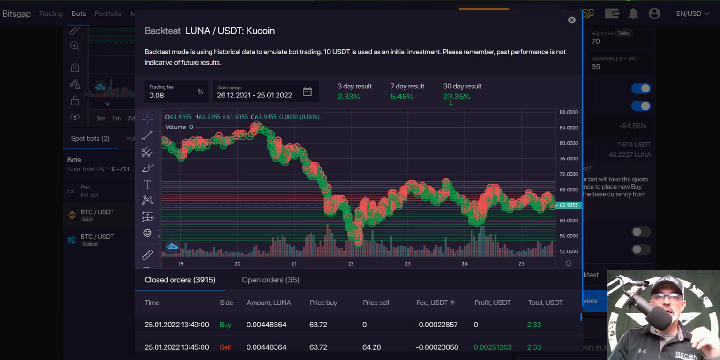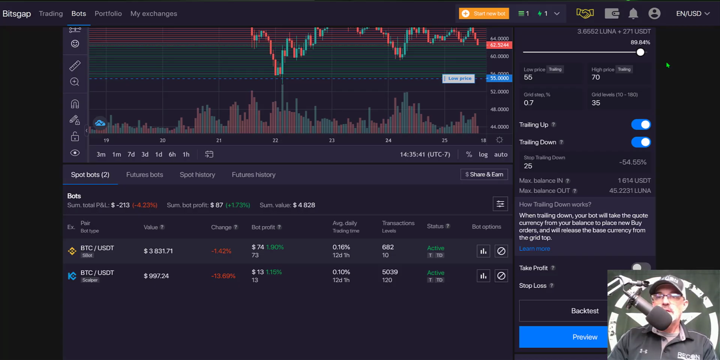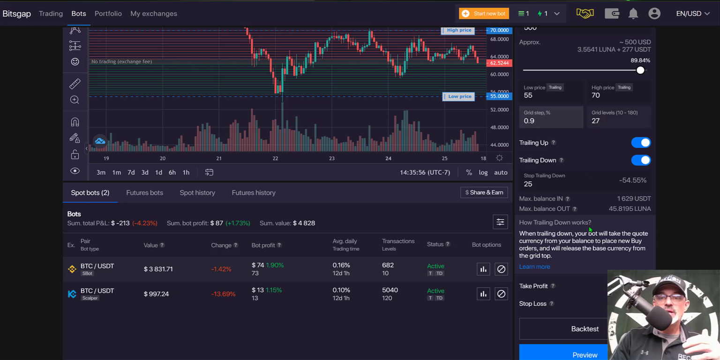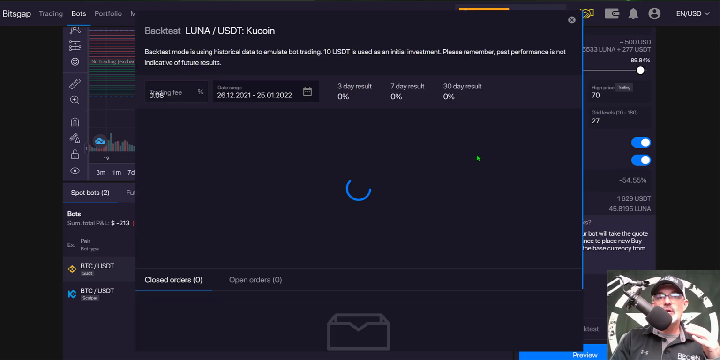But again, you have to remember Luna was trending slightly upwards, so that would be one of the reasons it would perform better than a lot of the coins that are actually bearish right now. Now, we can make a couple of adjustments, and you can sit here and adjust this all day long till you find your sweet spot. But let's just start, instead of 0.7, we'll go with 0.9 grid steps. That would give me 27 grids. And let's run the back test on those figures.